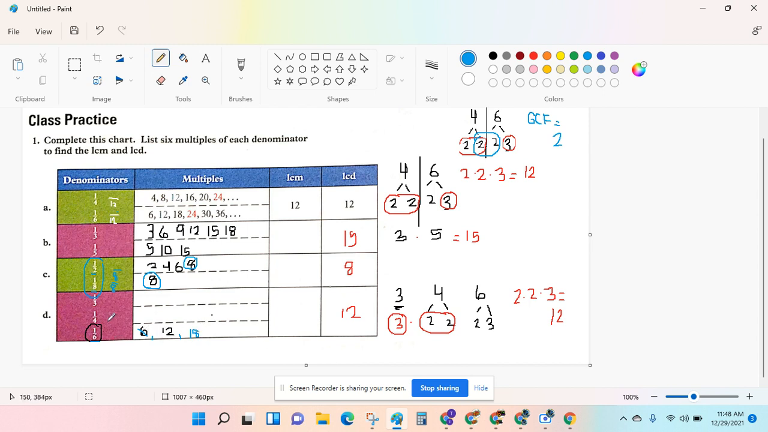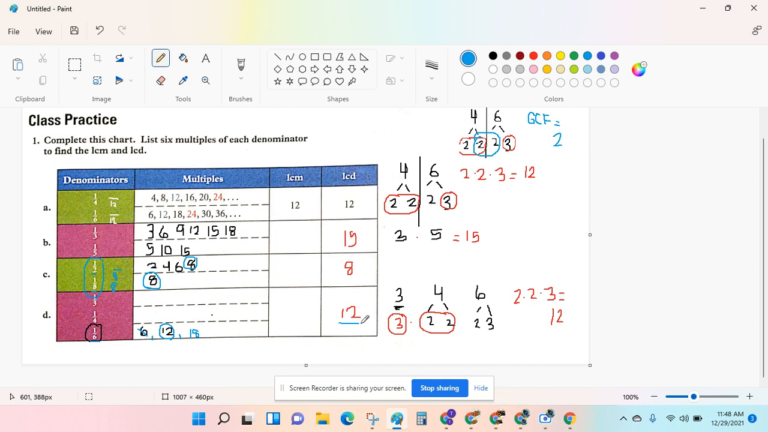So next I'm going to say, okay, I know 4 can't make 6, but can 4 make 12? Yes, 4 times 3 is 12. Okay, can 3 make 12? Well, yes, 3 times 4 is 12. So then, because that's the first number that all these numbers can make, 3, 4, and 6 can all make 12. So that's going to become my least common denominator.